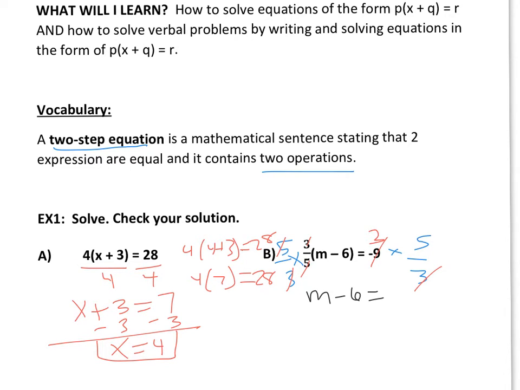So negative 3 times 5 is negative 15. We now can isolate the constant by adding 6 to each side. So now we have m equals negative 15 plus 6, which is negative 9. And to check our solution, we just go negative 9 minus 6 is negative 15. Negative 15 times 3 over 5 is negative 9. So our answer ends up being negative 9.